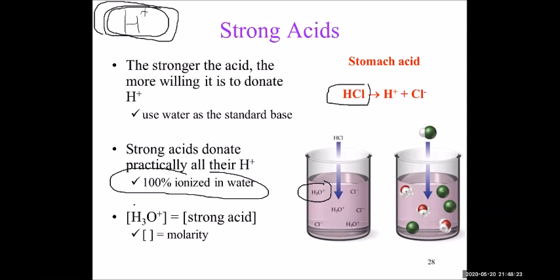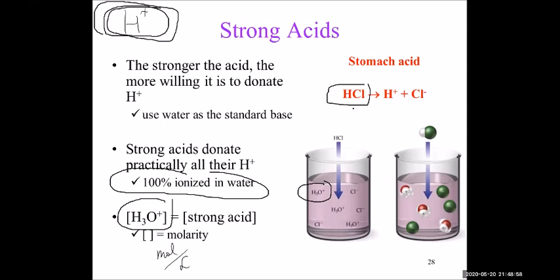And the brackets in this chapter we use to represent molarity. The molarity we mentioned last time. Molarity should be the moles of solute divided by liters of solution. The bracket means the molarity concentration. Since the strong acid completely becomes ions, the concentration of the proton or hydronium is the concentration of the acid.